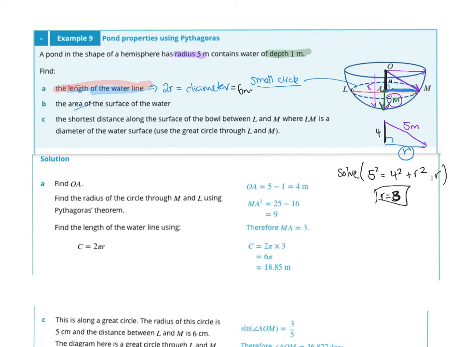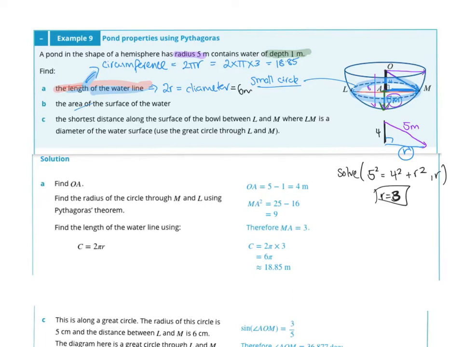That's the diameter. I actually think the water line, they might actually mean the circumference of that circle. So the length would actually equal the circumference. How do you find the circumference of a circle? It is 2 pi r. We just found out what r was, so we'll go 2 times pi times the radius, which is 3. Whatever that equals, the answers are there. So it's 18.85.